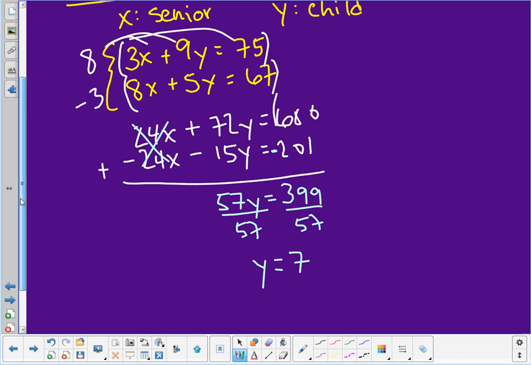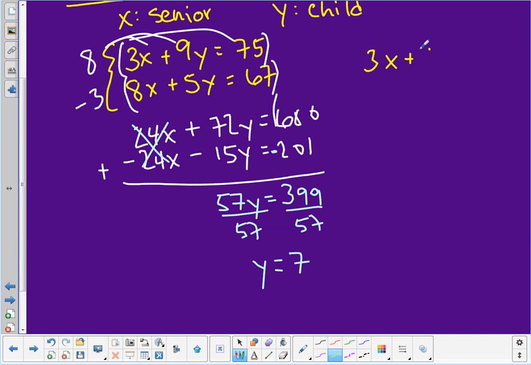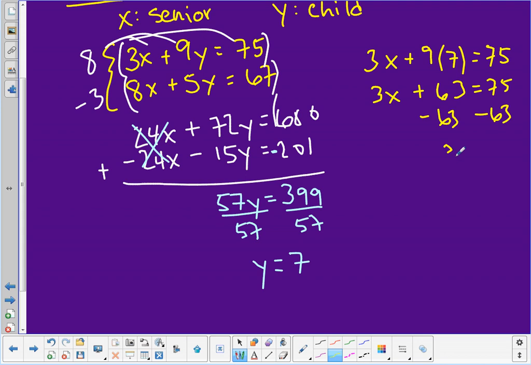Now I need to go back to one of my original equations and plug it back in. I'm just going to use the top one. Doesn't matter which one you pick. So I have 3x plus 9 times 7 is equal to 75. That's 3x plus 63 is equal to 75. Subtract your 63 and you get 3x equals 12, and divide by 3 and you get x equals 4.